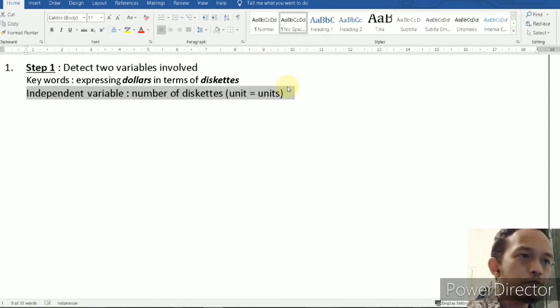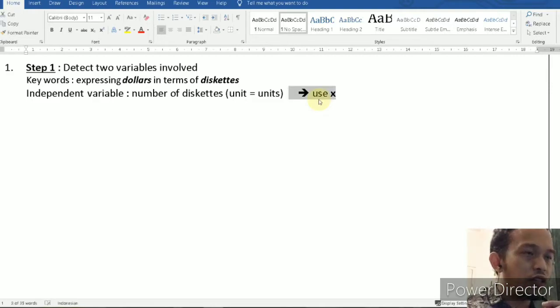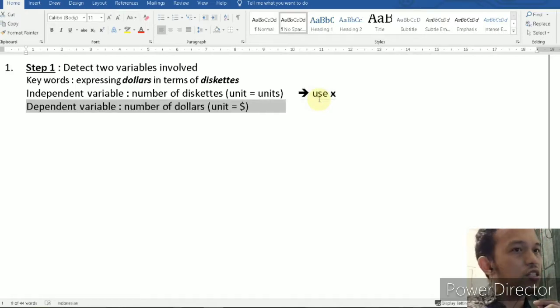The next one, state this. I want you to state which one is the independent variable as completely as possible with the units, and then allocate the variable that you use. For example, for this one, I will use x. So you have to state it. I will use x to represent the independent variable, which is the number of diskettes. What is the dependent variable? The number of dollars that they earn.